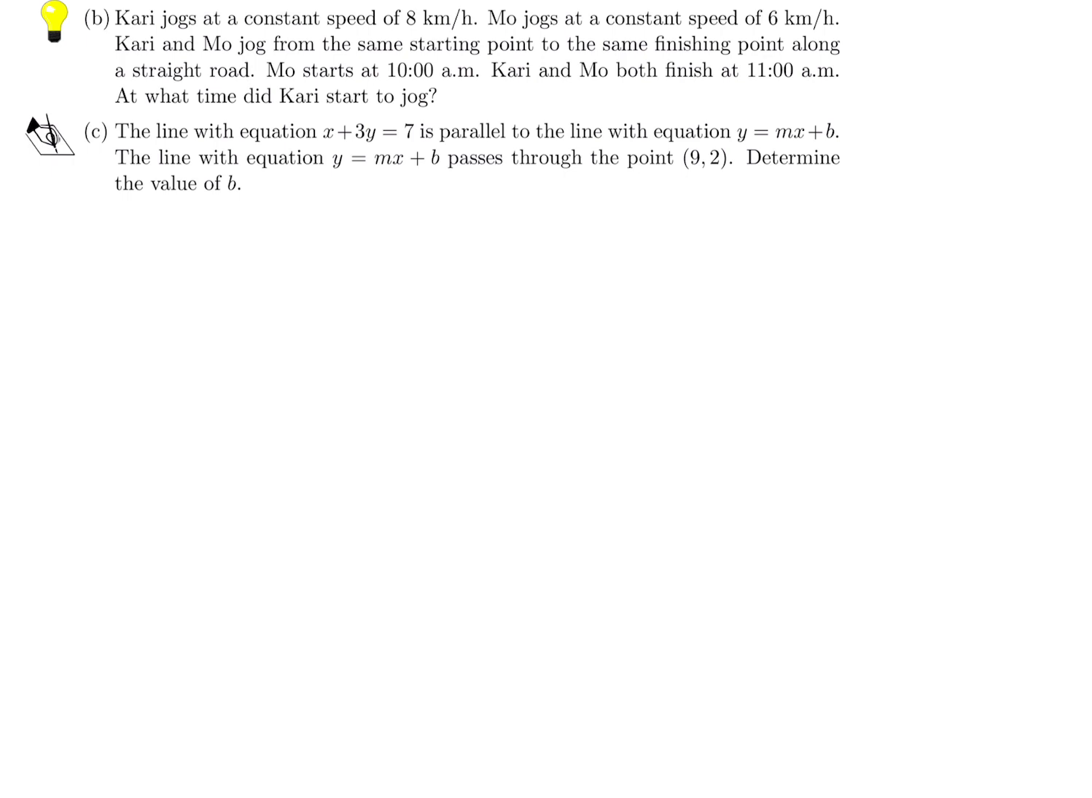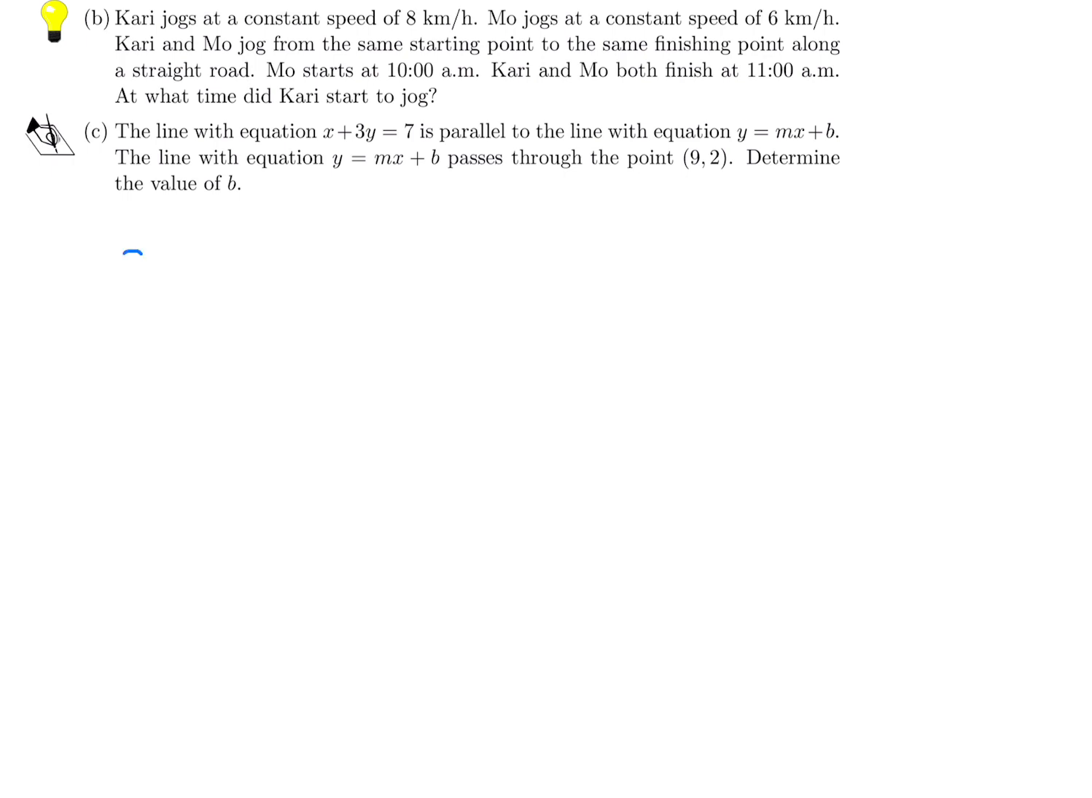Carrie jogs at a constant speed of 8. Mo jogs at a constant speed of 6. Carrie and Mo jog from the same starting point to the same finish point along a straight road. Mo starts at 10. Carrie and Mo both finish at 11. What time did Carrie start?